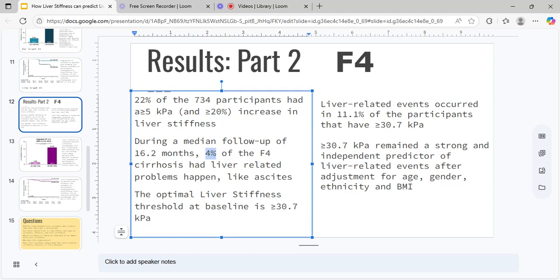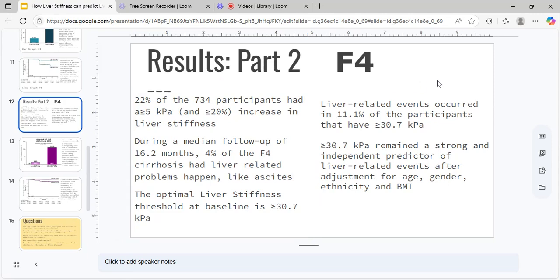and it found 4% of that. The optimal liver stiffness threshold at baseline is less than or equal to 30.7 kPa, which is very high, but understandable, like I said, because cirrhosis is permanent scarring on your liver. It's also scary that it happens with non-alcoholic people as well. Just something to think about. Also, liver-related events occurred in 11.1% of the participants that had a less than or equal to 30.7 kPa.